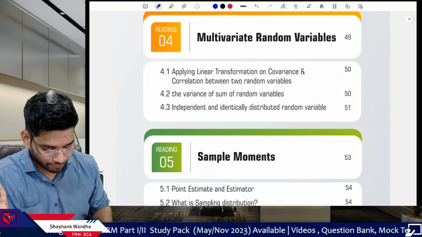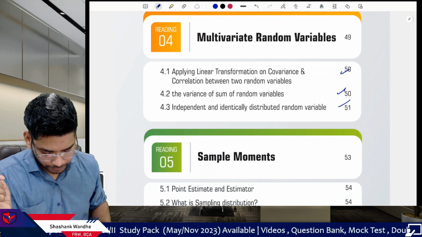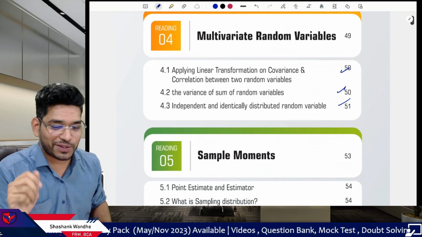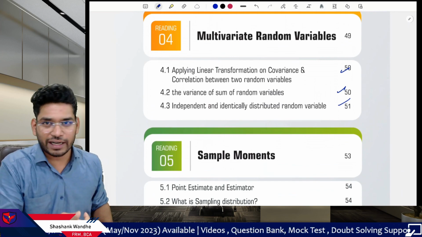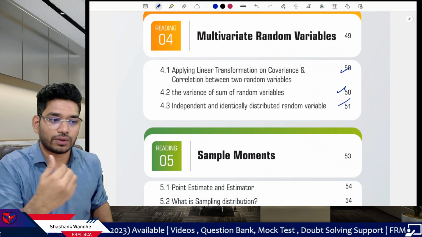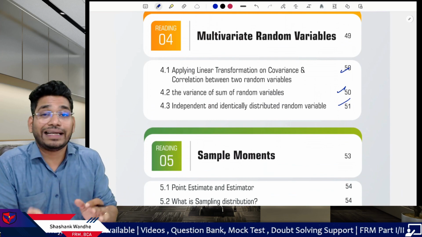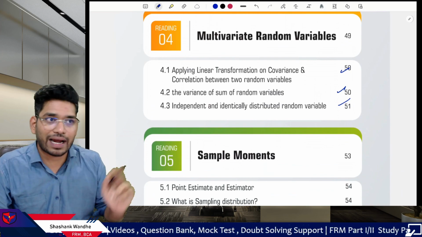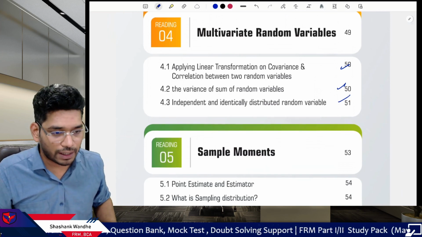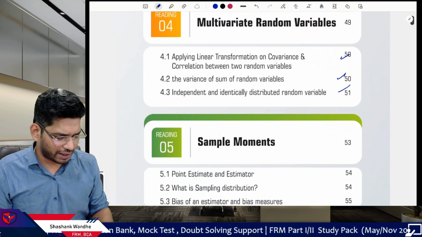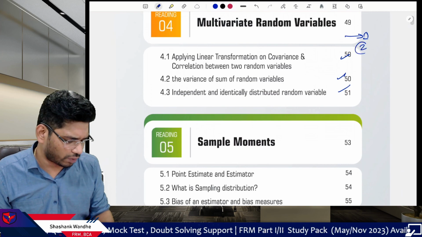Now multivariate random variables is a very easy topic, but most students find this topic difficult. My video is already available on multivariate random variables. If you find multivariate random variables difficult, you can directly watch that video. It is very good for understanding. Again, I'm expecting hardly 1 question on this topic, or 1 or 2 questions maximum.